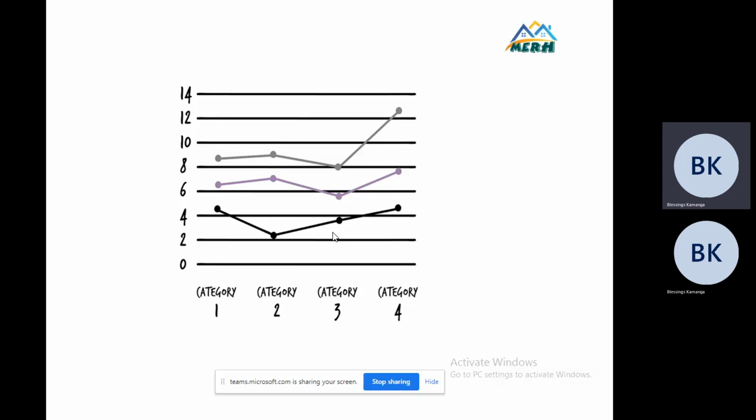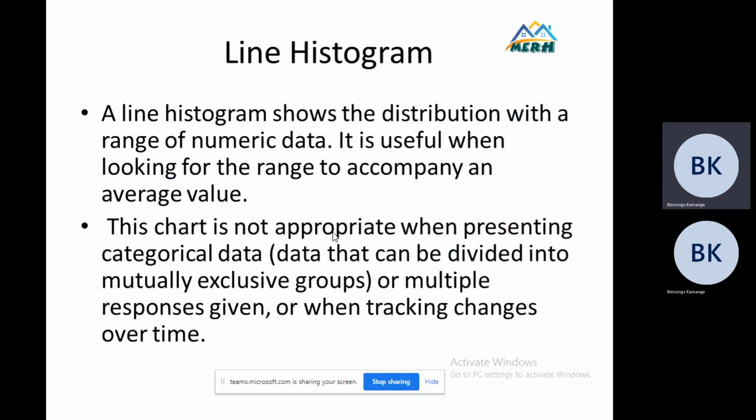And then you have a histogram. A histogram shows the distribution within a range of numeric data. It is useful when looking for the range to accompany an average value. This chart is not appropriate when presenting categorical data that can be divided into mutually exclusive groups, multiple responses, or when tracking changes over time.